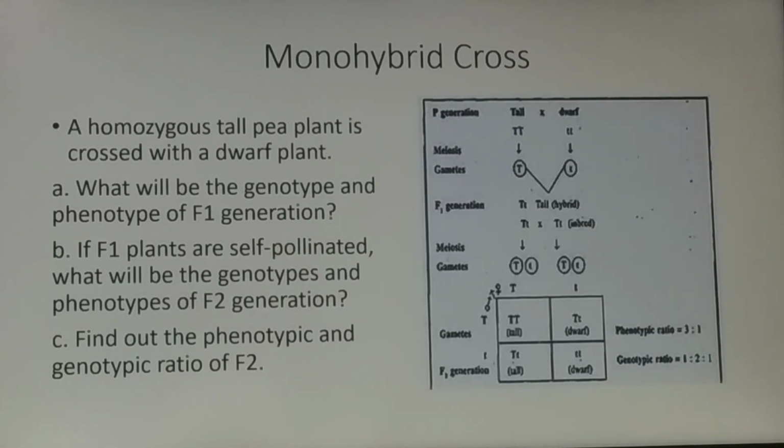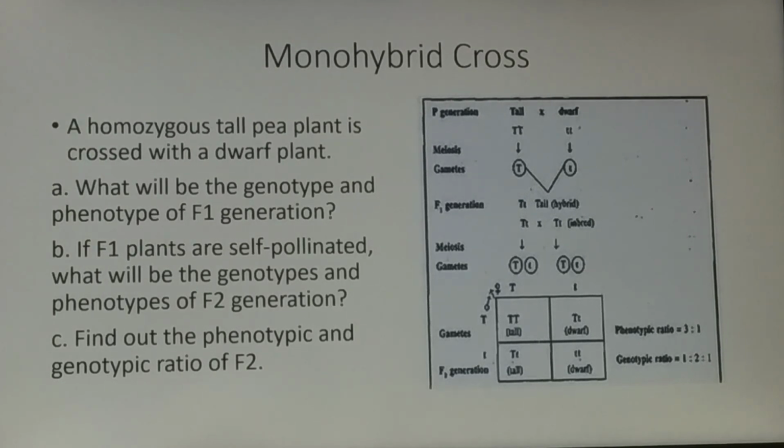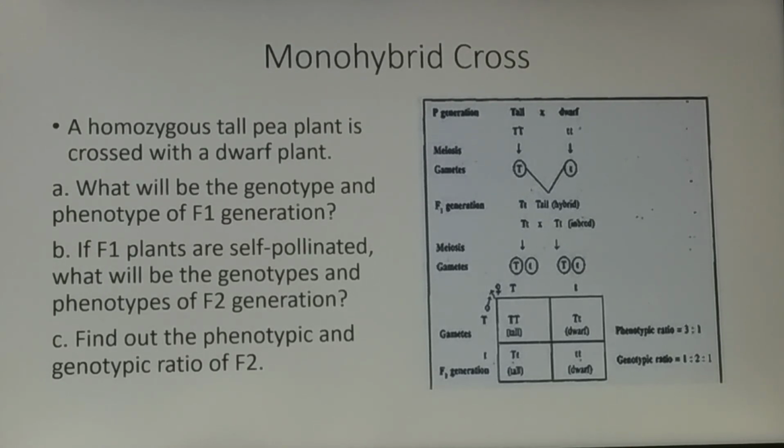Next is a monohybrid cross. First, what is a monohybrid cross? It is a cross in which only one character is considered. Here in the question, the character considered is the plant height. If you read the question, you can understand that a tall pea plant is crossed with a dwarf pea plant. So tallness and dwarfness are the two traits of the character plant height. So it is a monohybrid cross.